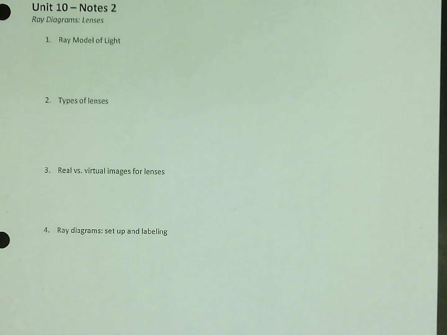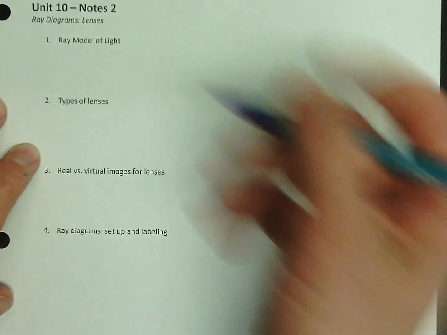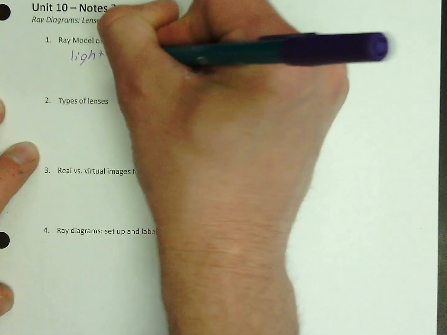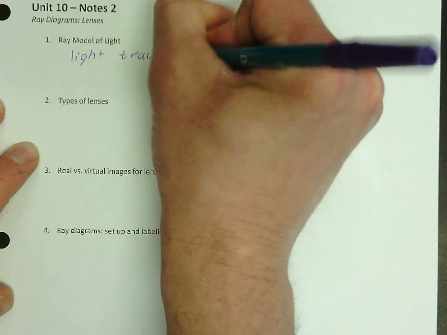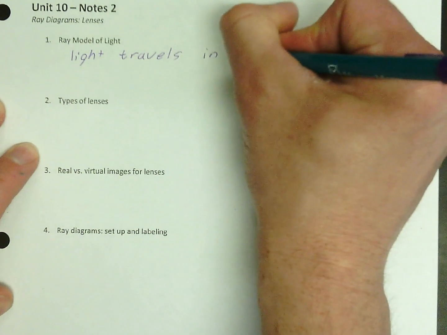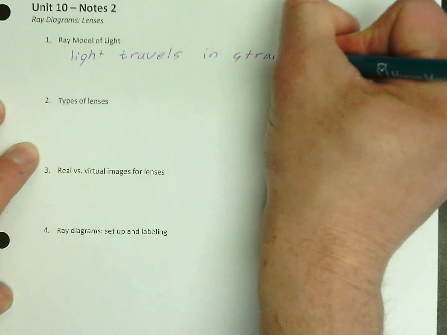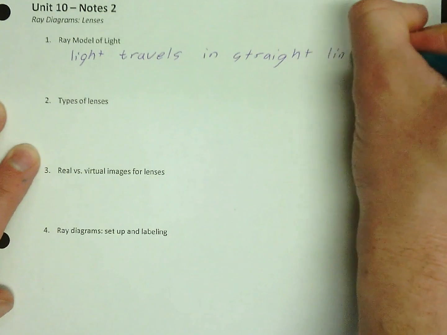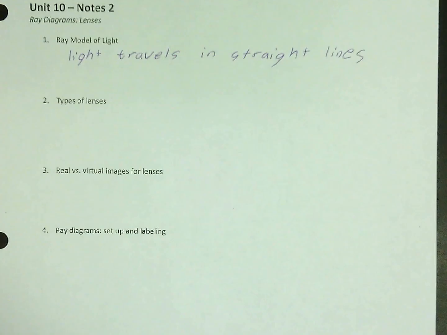Ray model of light. Okay? Light travels in straight lines. I'll show you this here in a second. Okay? Light travels in straight lines.